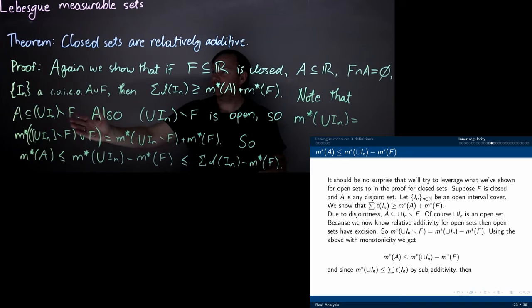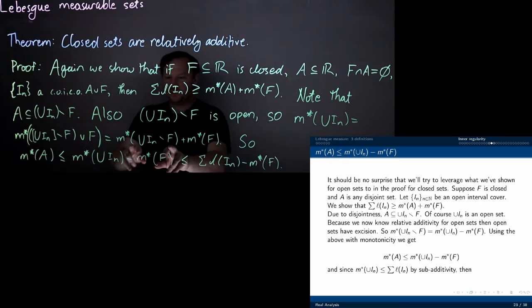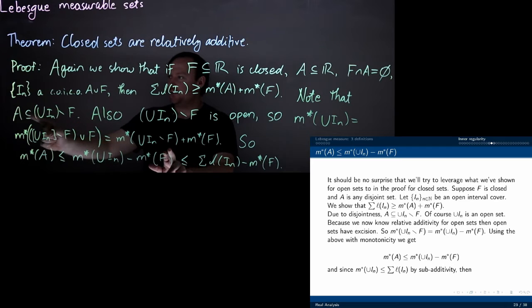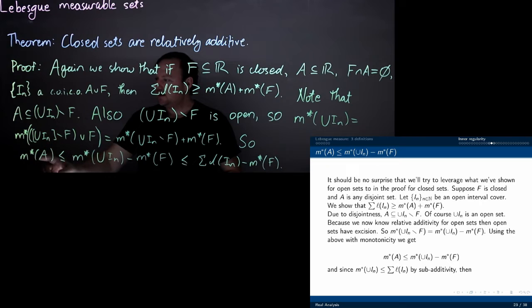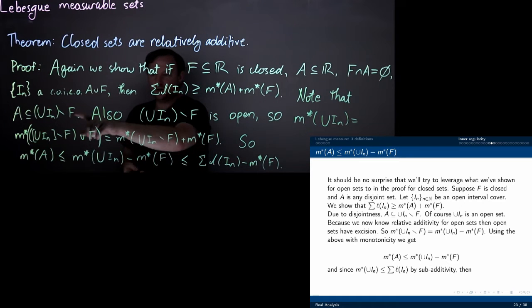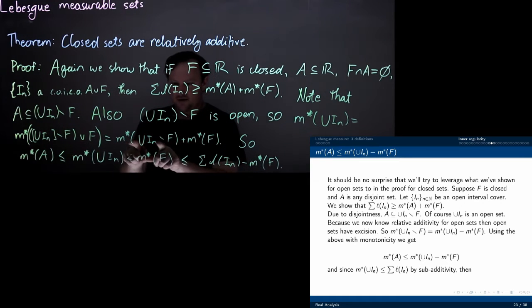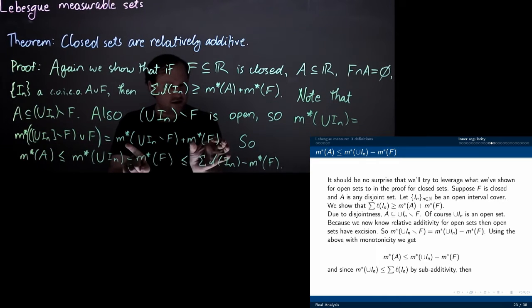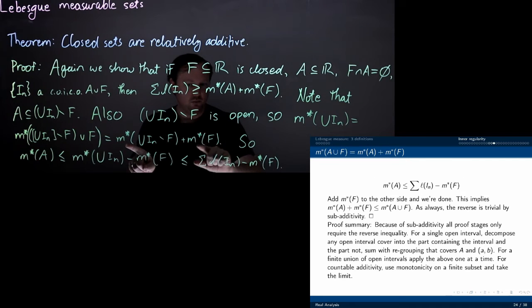And so now, in particular, we're interested in this part because we're going to relate it back up to here, right? So if we apply monotonicity, then we get that m star of A is less than or equal to m star of this thing. And that's the same thing as this. So if you take this and move it to the other side, subtract it off of here.